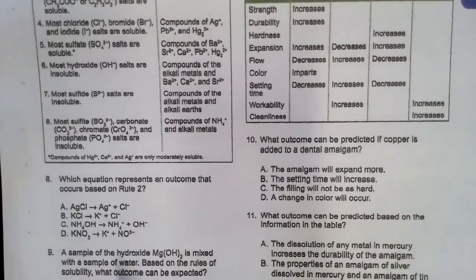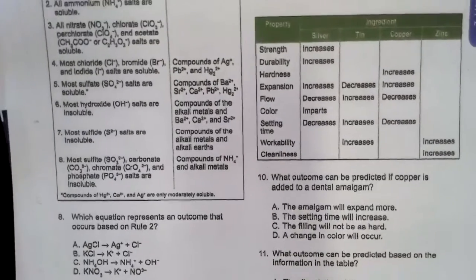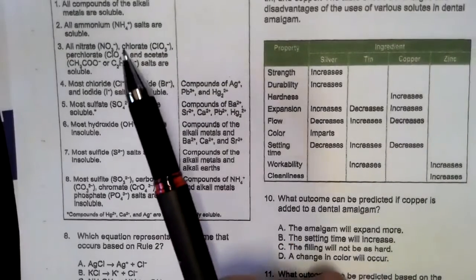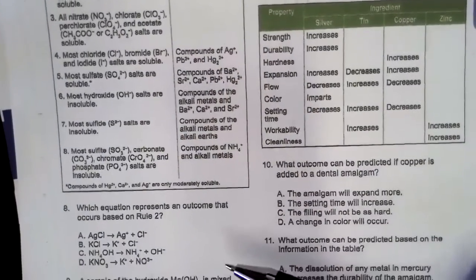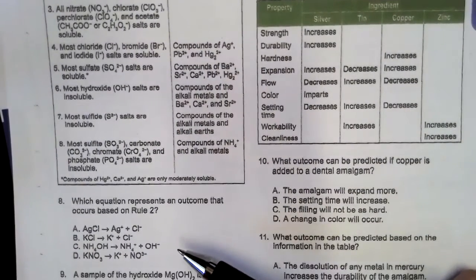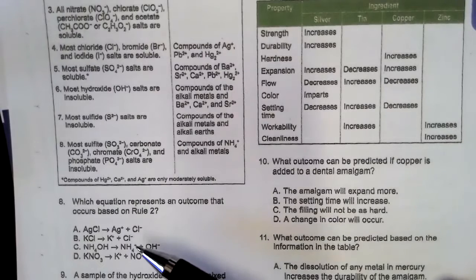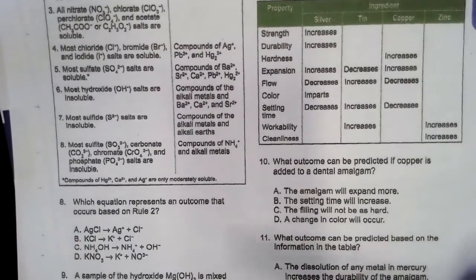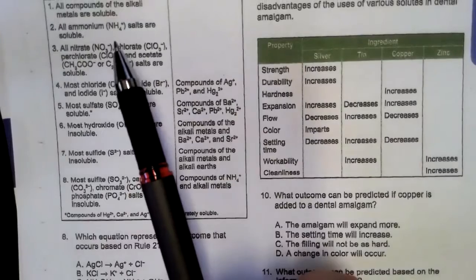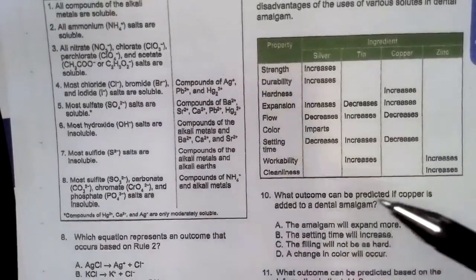Which equation represents an outcome that occurs based on rule 2? So we come up here and we're looking at rule 2. All ammonium or NH4 salts are soluble. So we're looking for NH4. Well, it only occurs in C. That means it has to be C. Just like that, we've got the answer because it can't be anything except NH4.